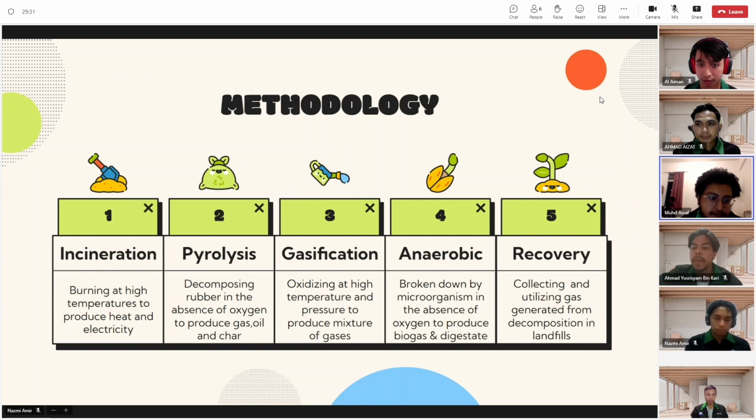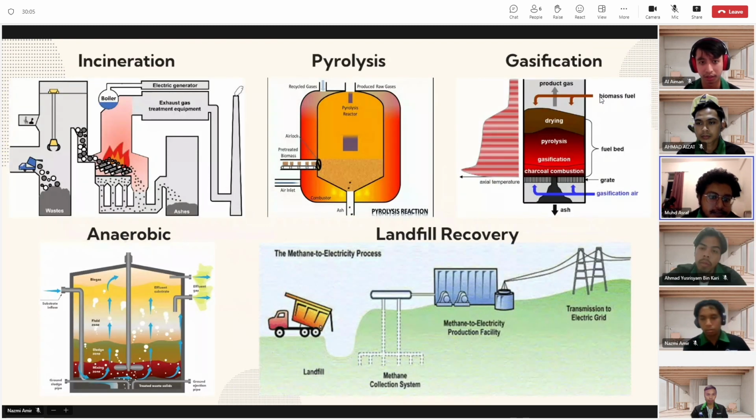Next is pyrolysis, which is decomposing rubber in the absence of oxygen to produce gas, oil, and char. Next is gasification, which is oxidizing at high temperature and pressure to produce a mixture of gases. Next is anaerobic digestion, where rubber is broken down by microorganisms in the absence of oxygen to produce biogas and digestate. And lastly is landfill gas recovery, collecting and utilizing gas generated from decomposition in landfills. Next. In the next slide, we can see the processes for each methodology mentioned just now.